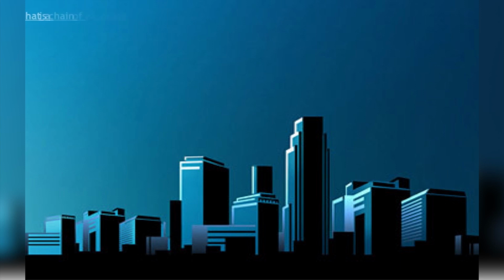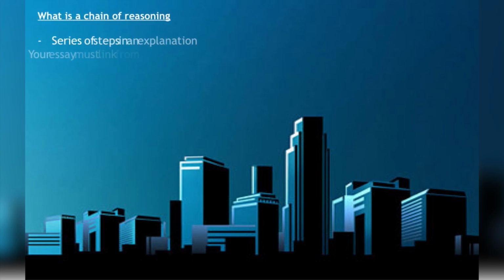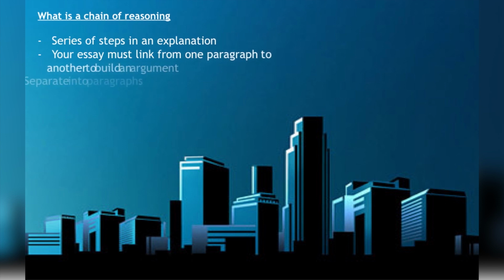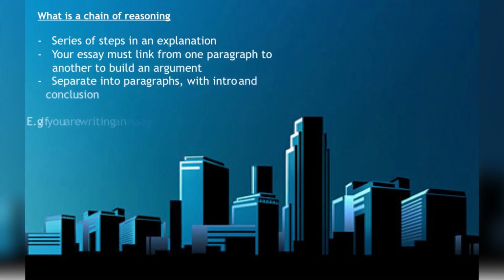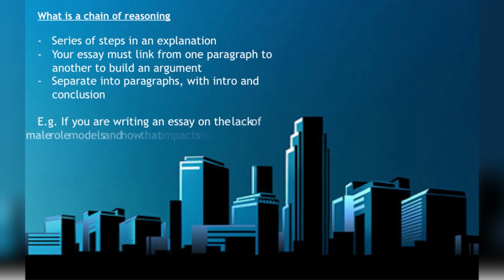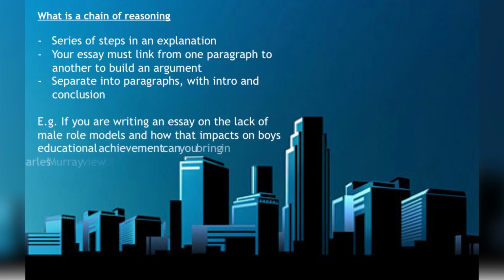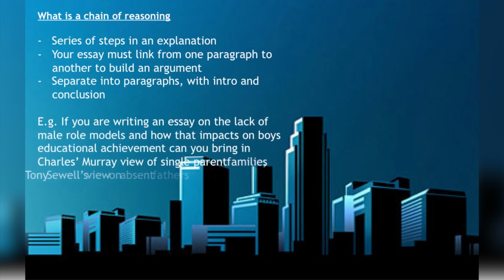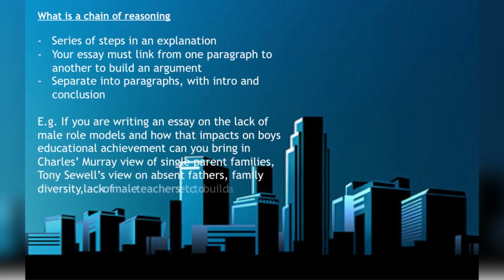So, what is a chain of reasoning? Now, the chain of reasoning is how you structure your argument, structure your points, and how they're all interlinked together. So it could be a series of steps in the explanation where you're building upon your explanation and developing it further within the body of your essay. For example, if you write an essay on underachievement, males, and role models, you could argue if a lack of male role models results in boys underachieving in education, then you can link it to Charles Murray's view of the lone parent family and how that impacts on boys who don't have the father to teach them the norms and values.